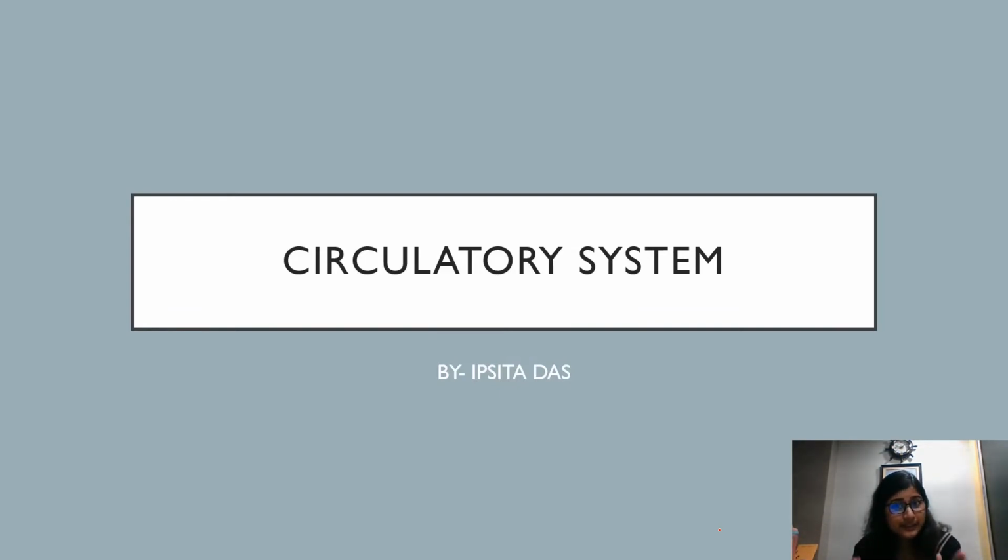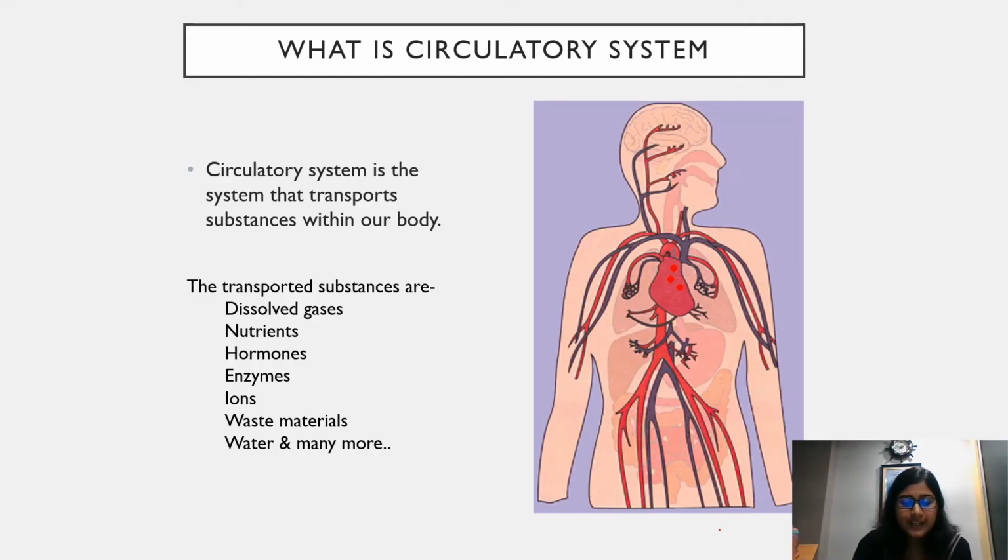Exactly in a similar way, the substances in our body have to travel with the blood through the blood vessels from one place to another for their function, and the circulatory system helps us in this function. Okay, so let's see what the circulatory system is.